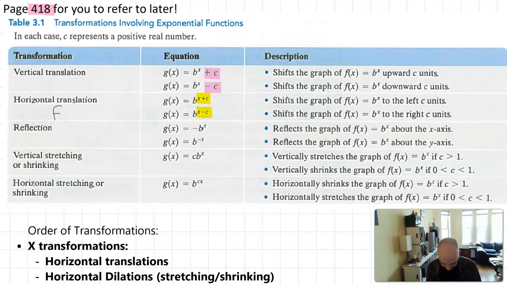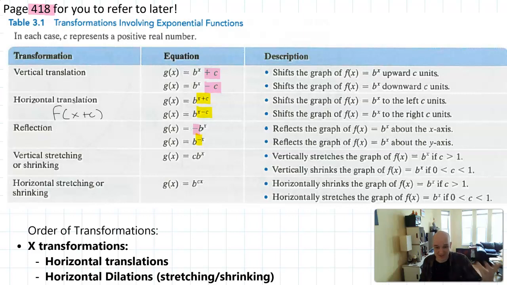So in a general function, this would be f of x plus c or minus c. For exponential functions, something that happens in the exponent is going to cause that horizontal shifting or stretching. Reflections over the x-axis affect the y value, so that's outside of the function. And reflections across the y-axis actually affect the x values, so that's going to happen in the exponent. So pay attention to the difference between those.